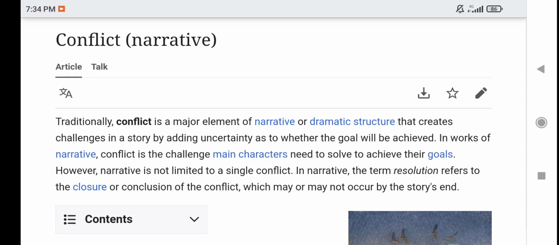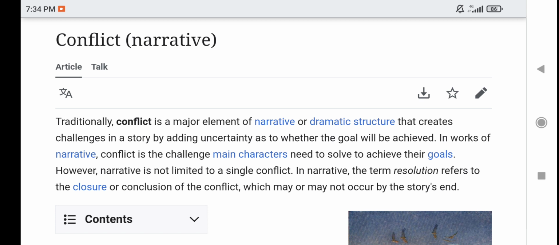Okay, let's get started. Now we will discuss what is conflict in literature, and the types of conflict. Traditionally, conflict is a major element of narrative or dramatic constructions that creates challenges in a story by adding uncertainty as to whether the goal will be achieved. In works of narrative, conflict is a challenge main characters need to solve to achieve their goals.